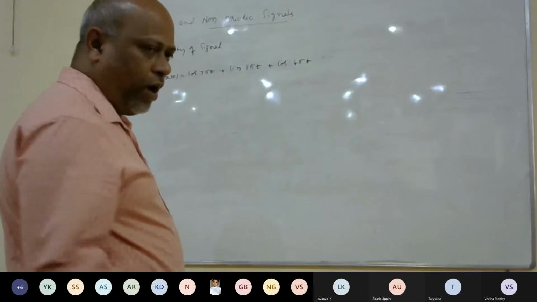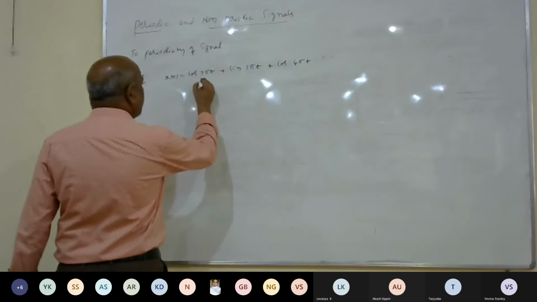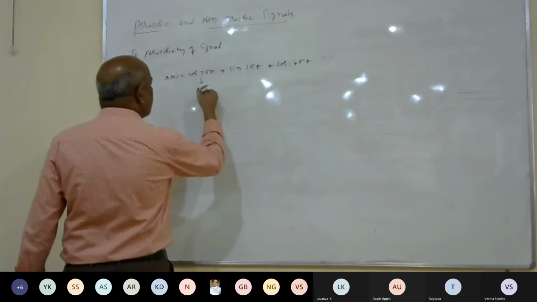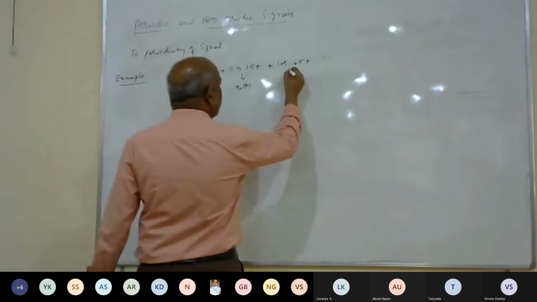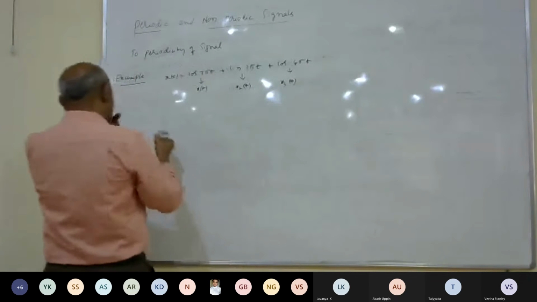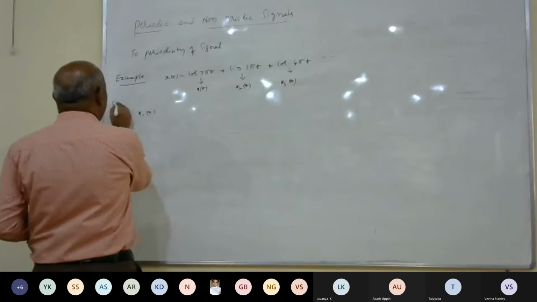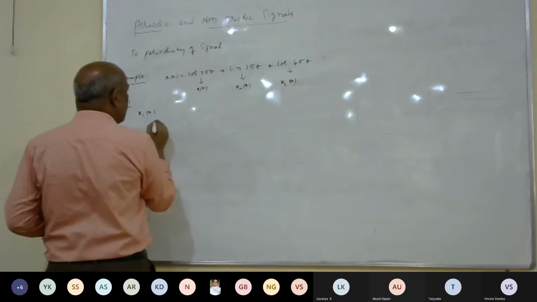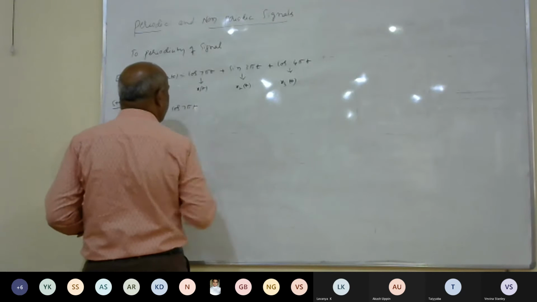Now how many signals are there? We have three signals here. I'll take this as x1 of t, this as x2 of t, and this one as x3 of t. Now, what is x1 of t here? Step number one. x1 of t is equal to cos of 7 pi t.